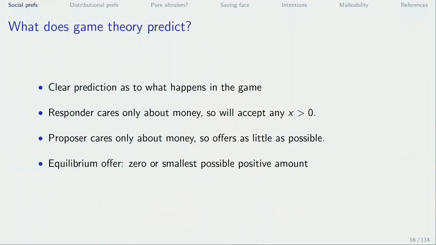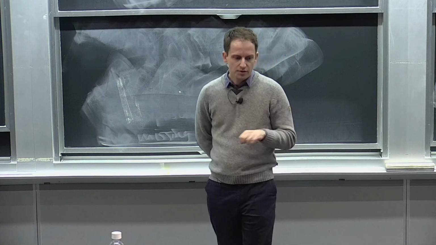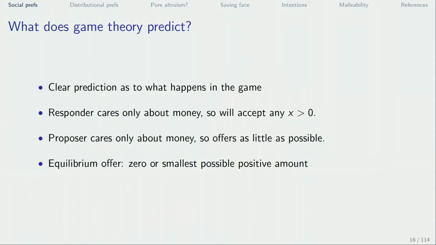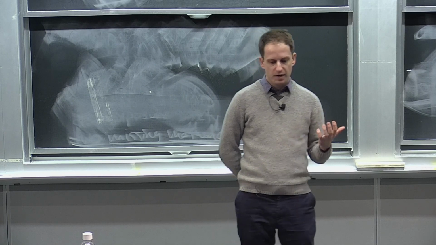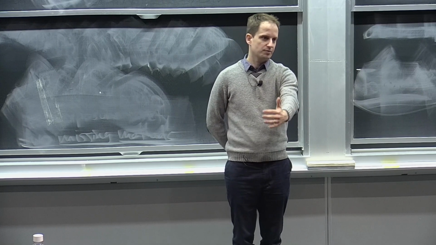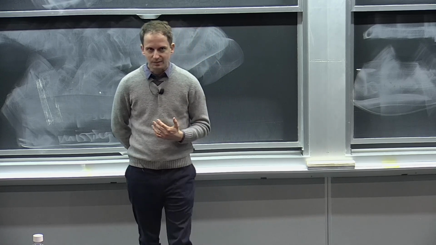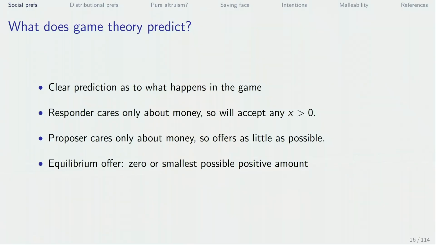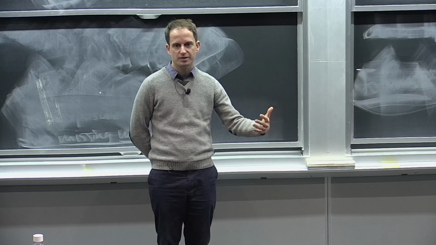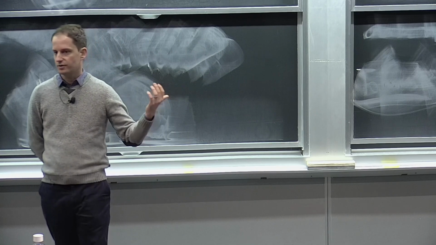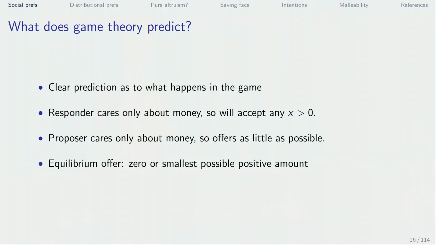So here the prediction is very clear. The responder cares only, this is game theory in the absence of social preferences. Okay, I should be more precise. The responder cares only about money, so she will accept any amount that's given, because that's better than not having any money. The proposer will understand that, will only care about money as well, so offers as little as possible. The proposer doesn't care about how the recipient is doing, so the proposer will just offer as little as possible to maximize their own payout. And then in equilibrium, the smallest possible offer will be made, and that offer will be accepted. So there will be no rejections either, because there's no reason to reject. And there will also be no large offers, because there's no reason to give more than minimal amounts.